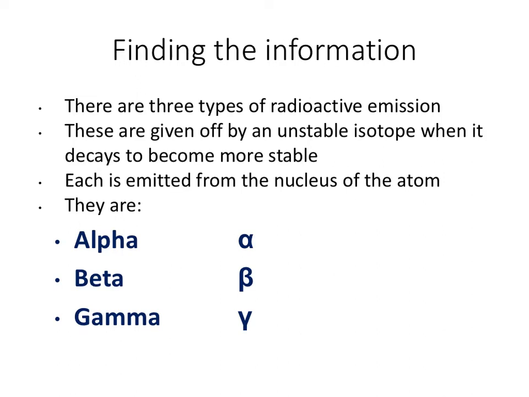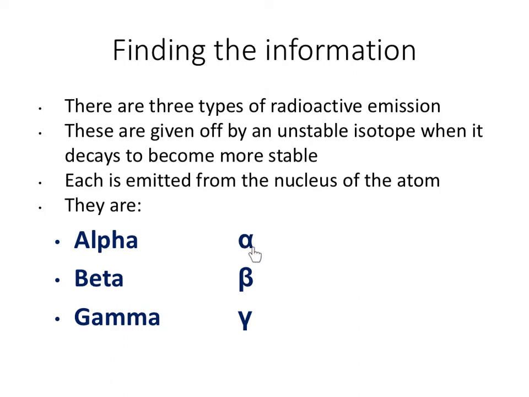Okay, so there we're going to find the information, and then we're going to answer our review questions, and then fill in a table, and then finally you're going to answer some questions about alpha, beta and gamma as your final part of the lesson. Okay, so there are 3 types of radioactive emission. These are given off by an unstable isotope when it decays to become more stable. Each is emitted from the nucleus of the atom.